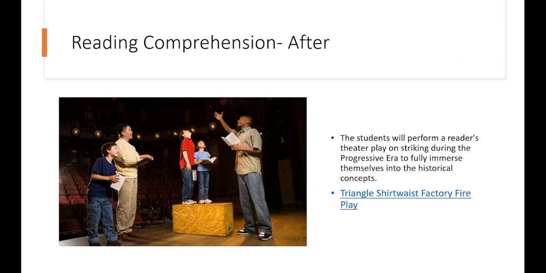After they're done, for reading comprehension, we'll use some reader's theater. This will really help get the kids into the headspace of the people who lived through this time. The play that I chose was about the Triangle Shirtwaist Factory fire, just to fully immerse themselves into the historical concepts, and especially about one of the biggest workplace tragedies in American history. This not only leads into workplace reform, but also women's suffrage, because so many of the people who passed away in the Triangle Shirtwaist Factory fire were women who were working at the time.